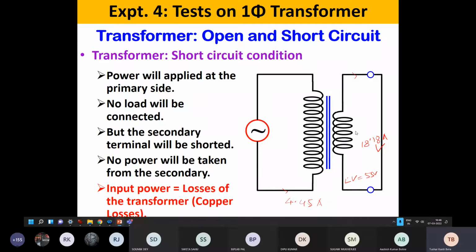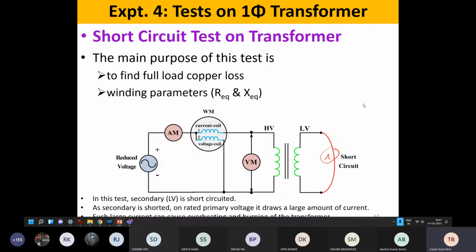Now secondary winding is the low voltage side. Low voltage side means 55 volt. So 55 volt winding side, what was the rated current? If we can remember, it was 18.18. So definitely we will increase the voltage up to a certain level, for which we will get ammeter reading of this secondary winding or low voltage winding as 18.18 ampere. So we will see that at a very low voltage only here, we will get current flowing at a full rated condition. So this is the circuit diagram.